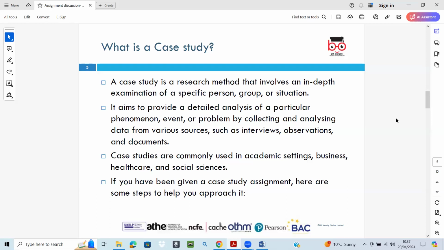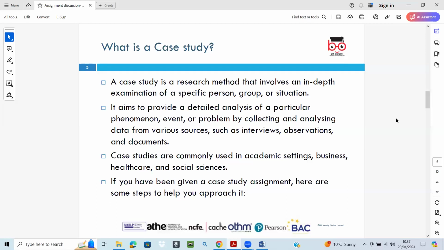So now suppose you are assigned a case study in class. What are the first steps we should take? First, we should thoroughly read the case study assignment to understand what's specifically being asked. As we discussed earlier, we always need to read the assignment brief properly.